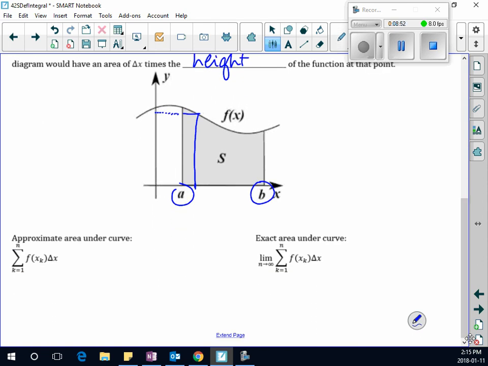So, if I want to approximate the area under the curve, I take the function of x at whatever k value. I'm just trying to basically bring what we did yesterday into the actual exact area here. So again, the change of x was the width, and the function value was the height, and we added them all up. So that's all we did yesterday. It didn't look as fancy as this, but that's essentially what we did.